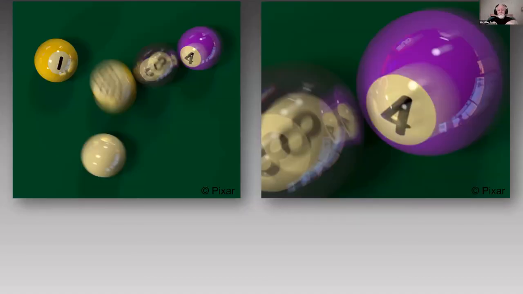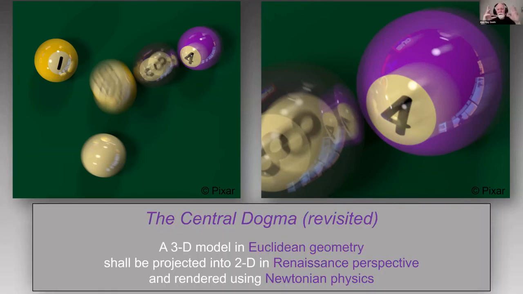Same year, 1984, one of my geniuses, as I call them, Tom Porter, created this piece. Again, showing that we had mastered all the technology that we needed in order to be ready for the big screen. This brings up the central dogma again, because we're going to add one more restriction to what it is we do in computer graphics. We're going to use Newtonian physics for our motion and optics. Again, there's nothing about computers that requires Newtonian physics.